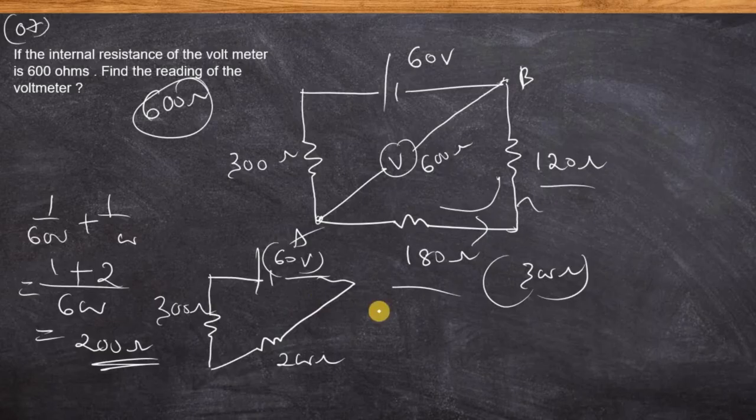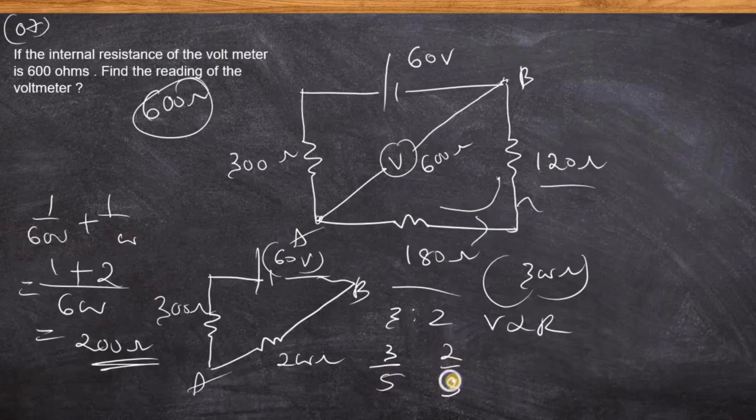So I'm going to apply the ratio method here. 3:2 ratio, V proportional to R, remember that. To find the potential difference across AB, 200 ohms, I'm going to apply the ratio method, 3:2 ratio. The fraction will be 3 divided by 5 and 2 divided by 5.